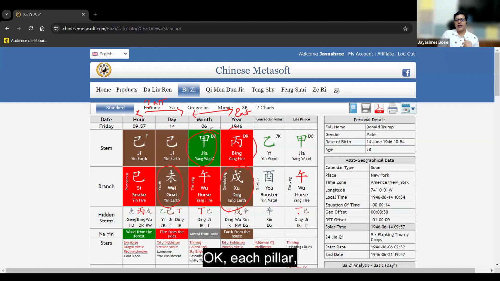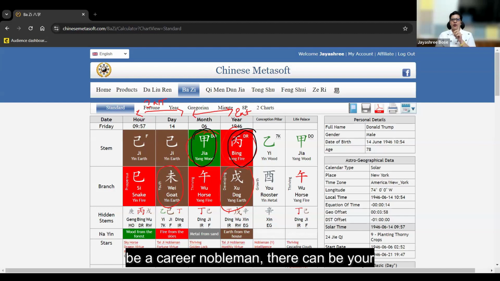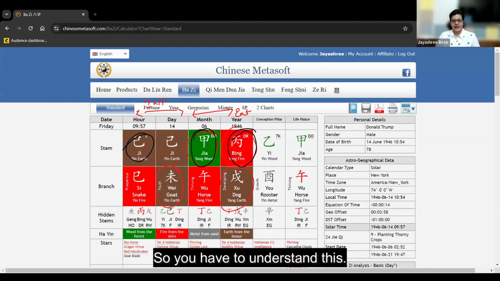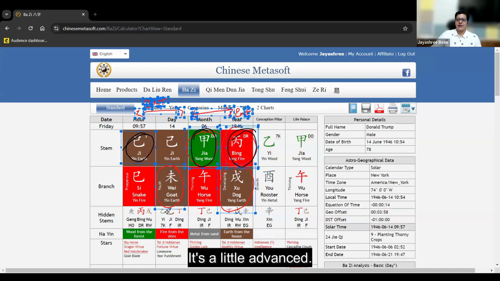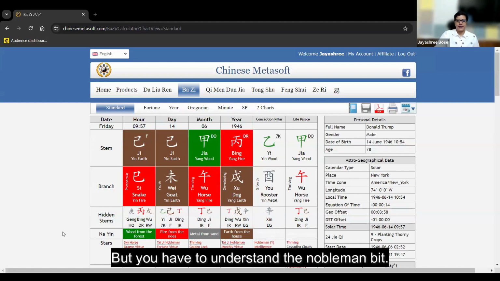Each pillar can have a business nobleman, a career nobleman, a life nobleman, an investment nobleman. Each pillar can have their own set of noblemen. So you have to understand this. It's a little advanced, sorry for that, but you have to understand the nobleman bit.